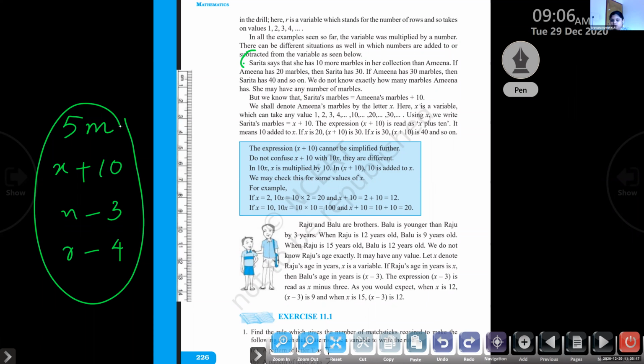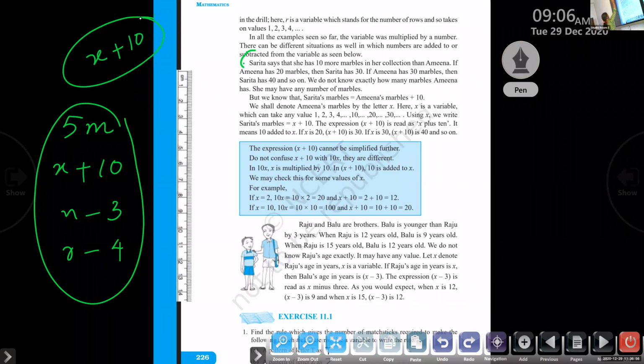So an expression, like x plus 10, is an expression. An expression contains one variable, one constant, and sometimes plus or minus in between. Plus, minus, multiplication, division, all will come.